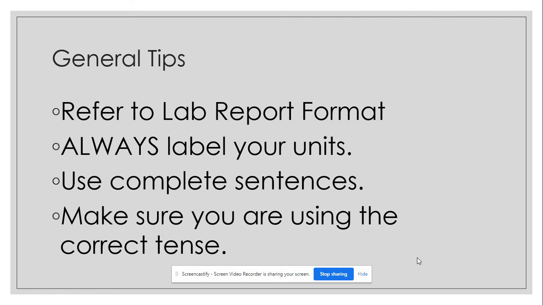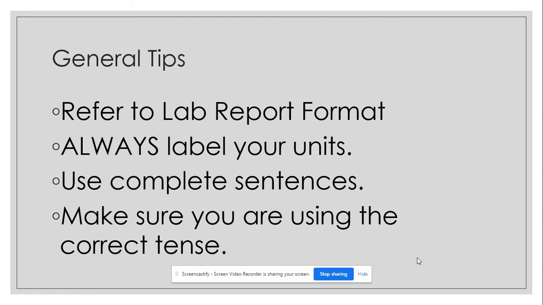The second tip is always label your units. Most people often get marked off because they're not including labels with their numbers. The third thing, make sure you're using complete sentences. This is like a mini paper, so we want to make sure they're complete sentences with a noun, a verb, and everything included. Lastly, make sure you're using the correct tense.